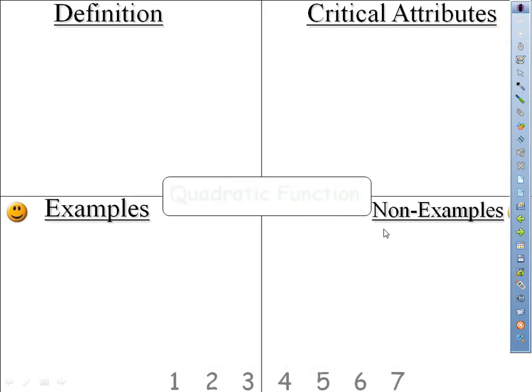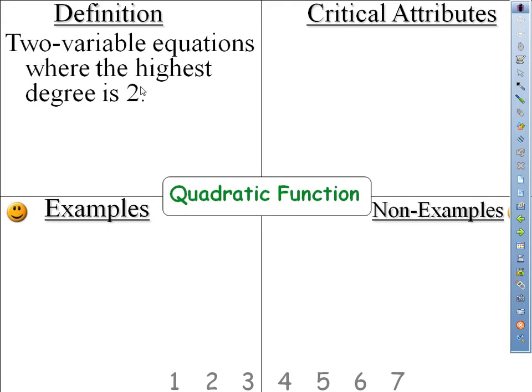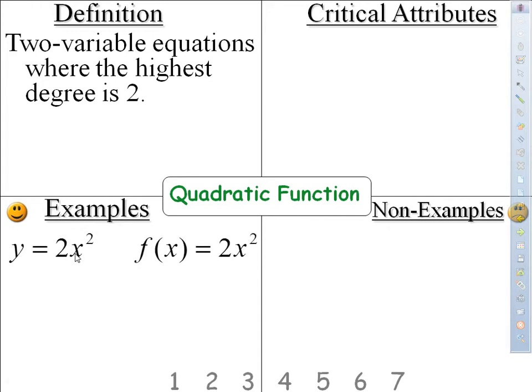Write these concepts down. Quadratic function. A quadratic function is a two-variable equation where the highest degree is 2. Example: y equals x squared and f of x equals 2x squared.